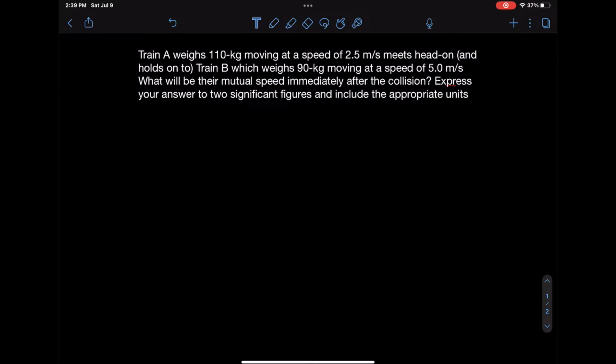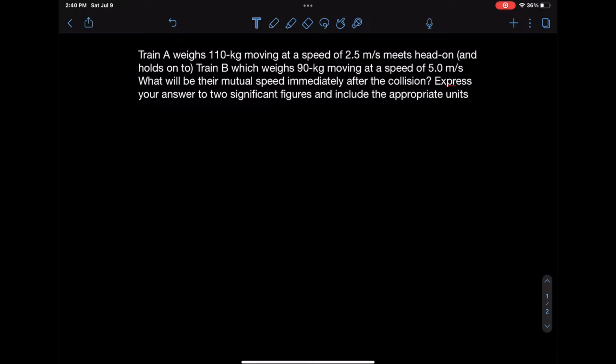In this video, we're going to go over a common physics exam question involving two trains that weigh different masses, moving at different velocities when they meet head-on. The ultimate goal of this problem is to determine the mutual speed after the collision. So let's go ahead and read the problem.